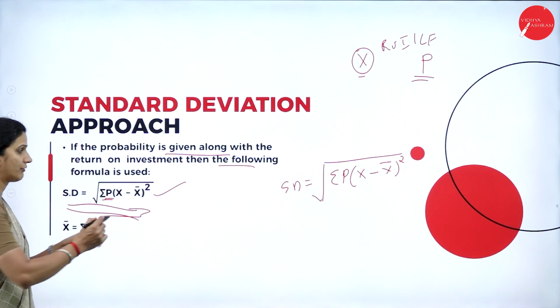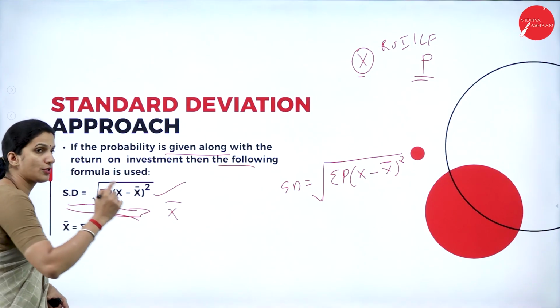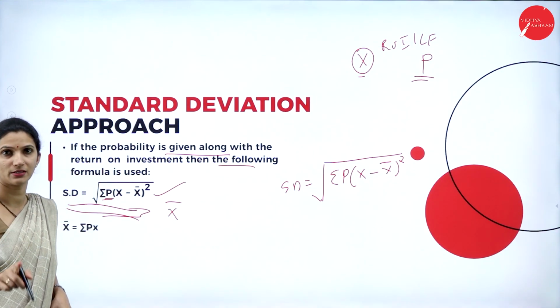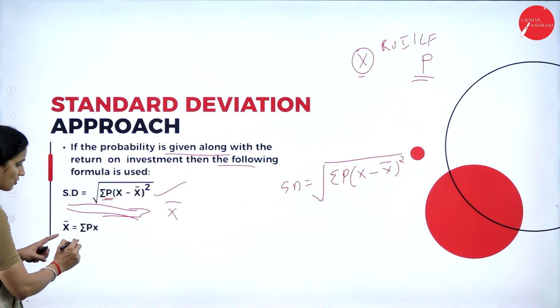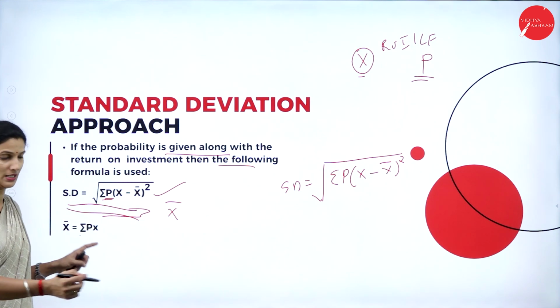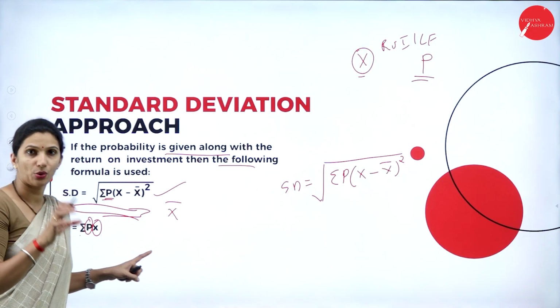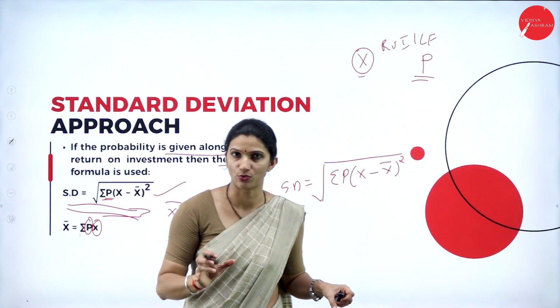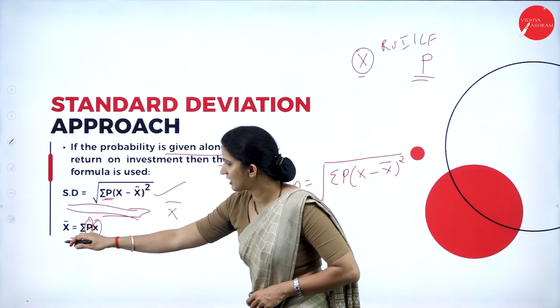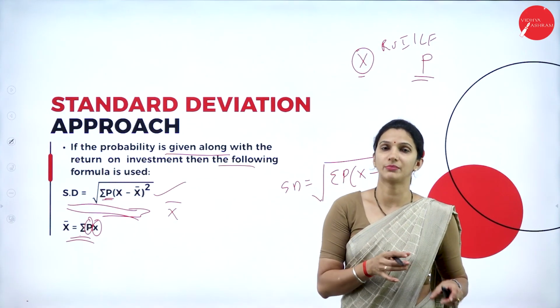So now here, we need what is x bar. So how do we find out the x bar, that is arithmetic mean? So your x bar is equal to sigma px, that is probability into your ROI or the expected cash flows. So this is the formula that we'll use to find out the arithmetic mean.